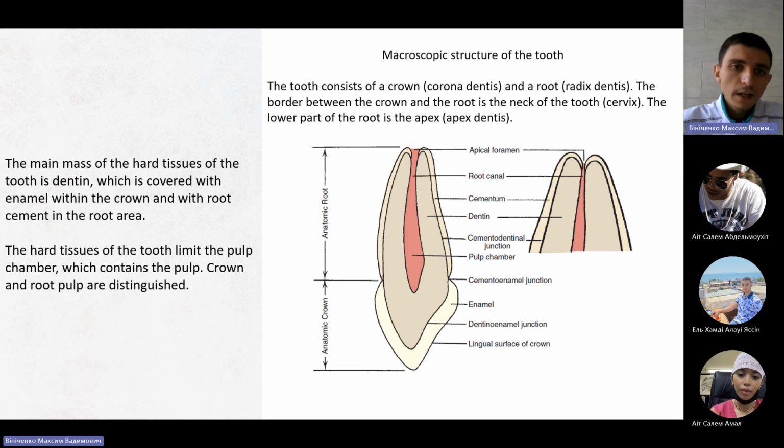Here is the dentino-enamel junction. So, in the area of the anatomic crown, it is a dentin-enamel junction, and in the area of the root, it is a cemento-dental junction.